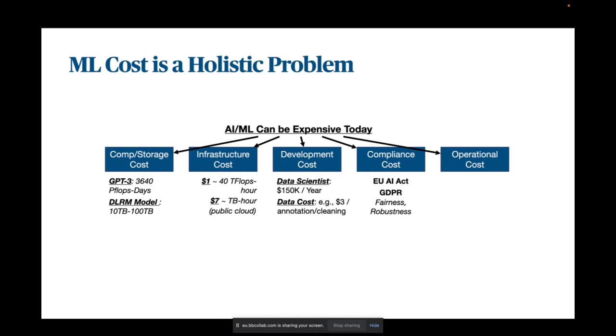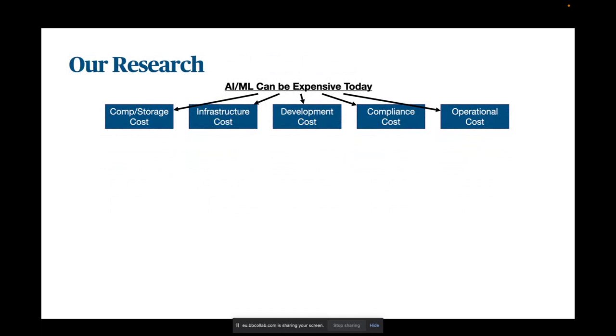And then there's operational cost. Once a model is deployed, there's a monitoring cost, and a test, adapt, and scale cost. If you look at all this together, this is what people are facing today building machine learning applications. Over the years, we have been looking at these 5 different costs, and our research can be organized into 2 different categories.